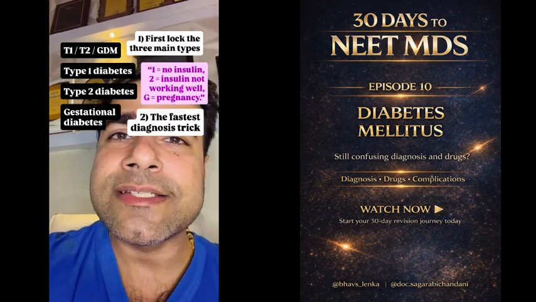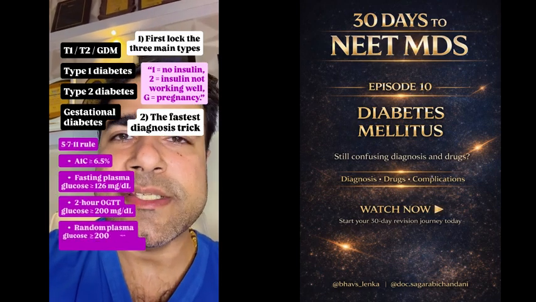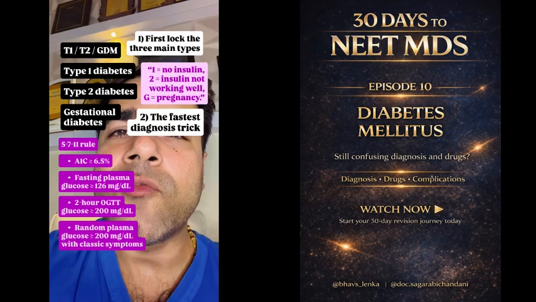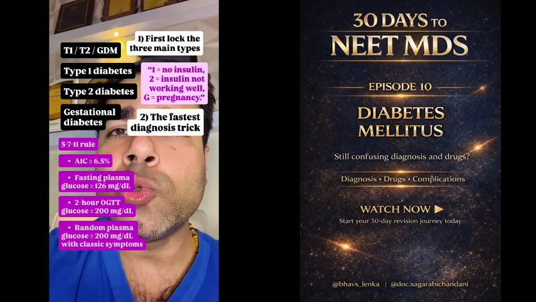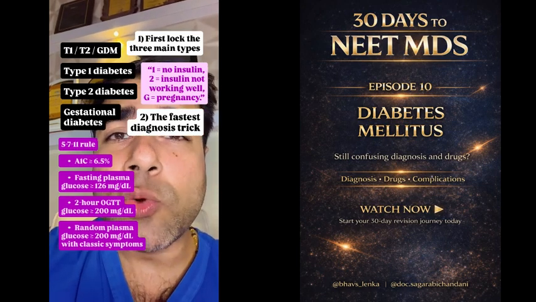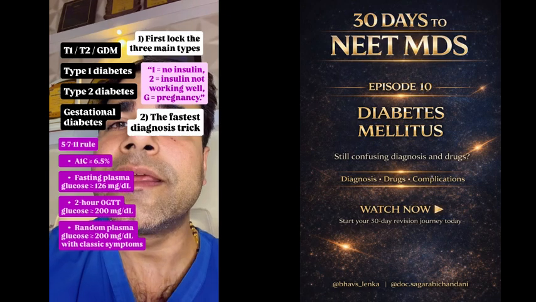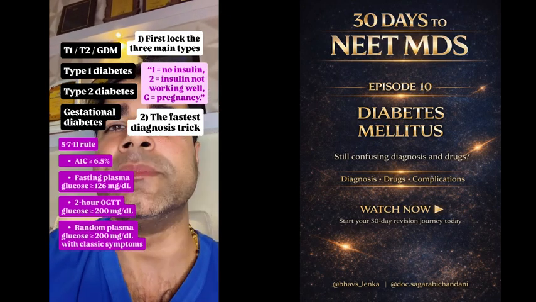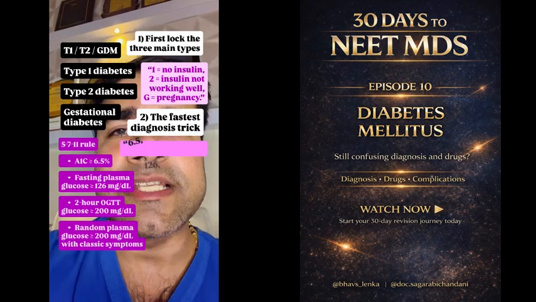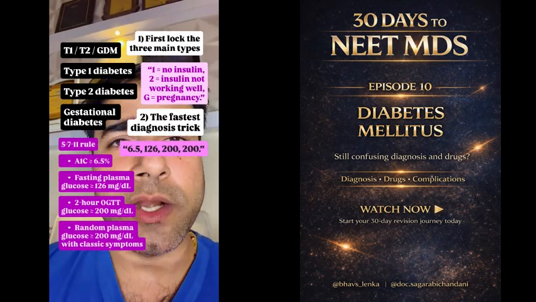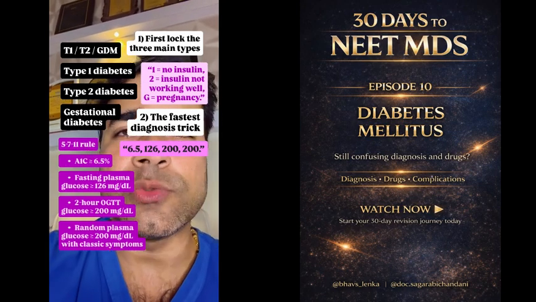Number 2, the fastest diagnostic trick, 5-7-11 rule. A1C greater than 6.5%, fasting plasma glucose greater than 126 milligrams per deciliter, 2 hours OGTT glucose greater than 200 milligrams per deciliter, random plasma glucose greater than 200 milligrams per deciliter with classic symptoms. These are the ADA diagnostic cutoffs for diabetes. Mnemonic: 6.5, 126, 200, 200. This one line alone solves many direct MCQs.